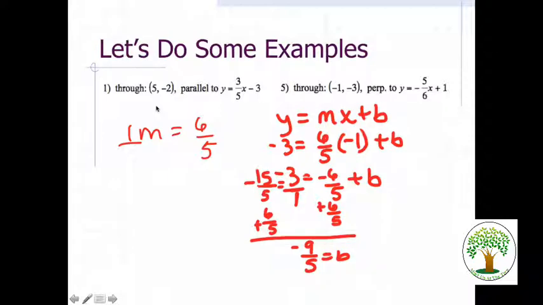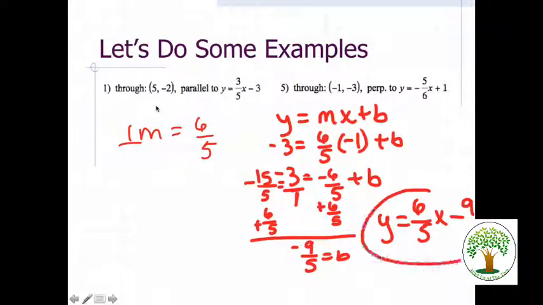Are we finished? No. All right, what do we have to do to get this equation? Y equals 6 over 5x, then plus negative 9/5. Instead of plus and minus, I'm going to just do minus 9 over 5. All right. This line goes through, if we did everything right, the point negative 1, negative 3, and it will be perpendicular to that line.